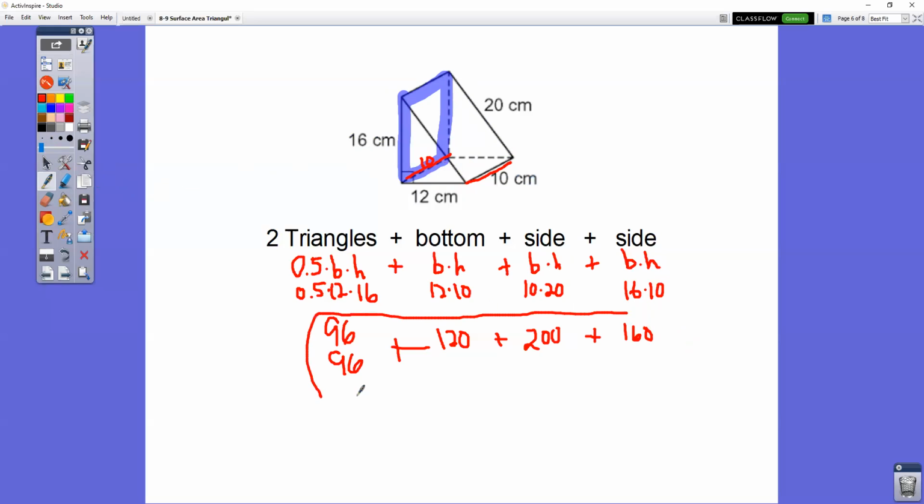Take and add together all 5 of those areas, and you get 672. So again, I think the biggest mistake, there's 3 big mistakes that people make. Don't forget the 0.5 in your formula. The height goes straight up and down. The height is not the slanted part. And don't forget that you have 2 triangles, not just 1 triangle.